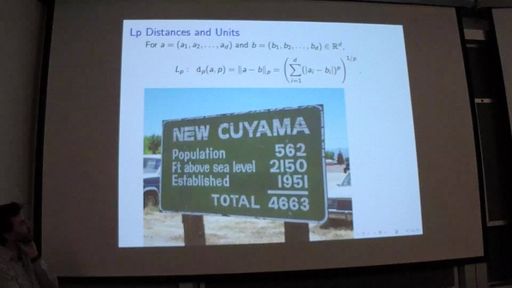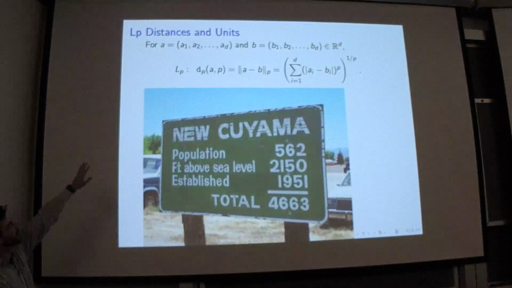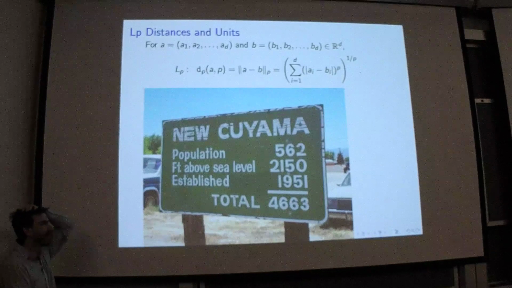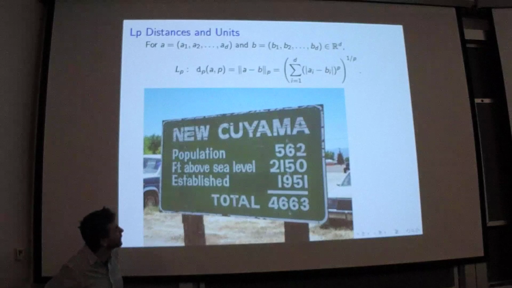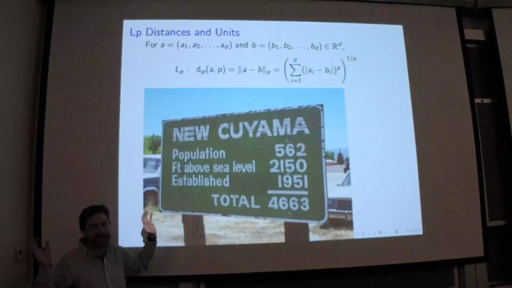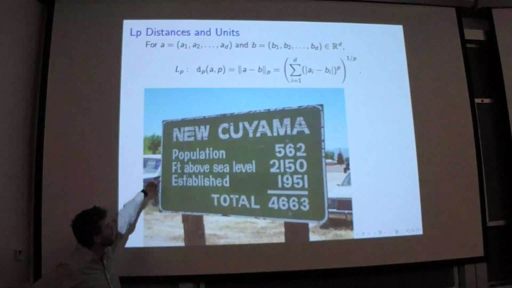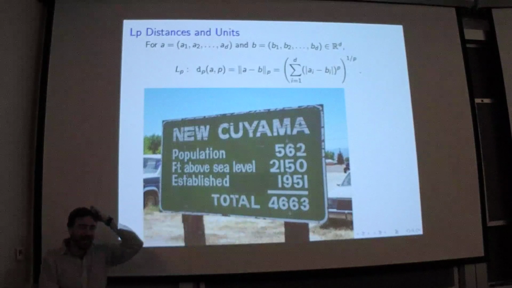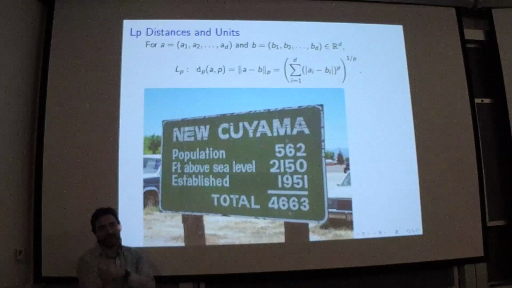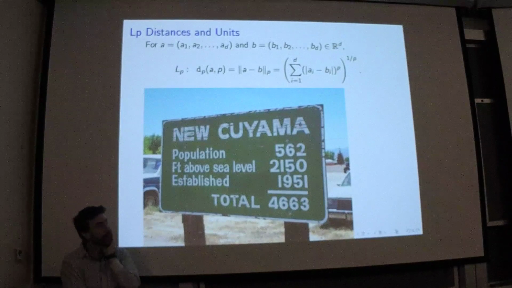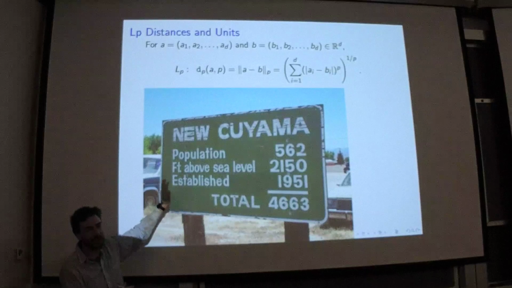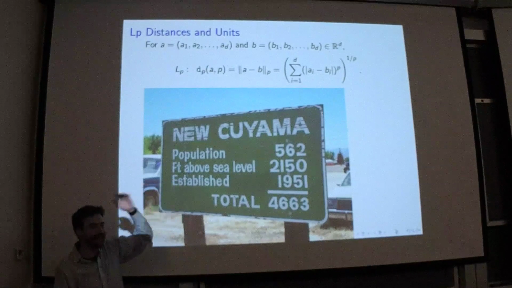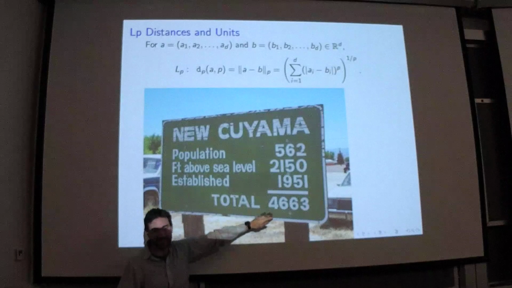Okay, this is one of my favorite pictures. So what's going on here with these LP distances? Not sure where I got this from, but it's a great sign. You've probably seen something like this before. They've taken population, feet above sea level, established, and they've added these up. If you're using an LP distance, you should make sure you're not doing this. This is going to give you something which is nonsense.